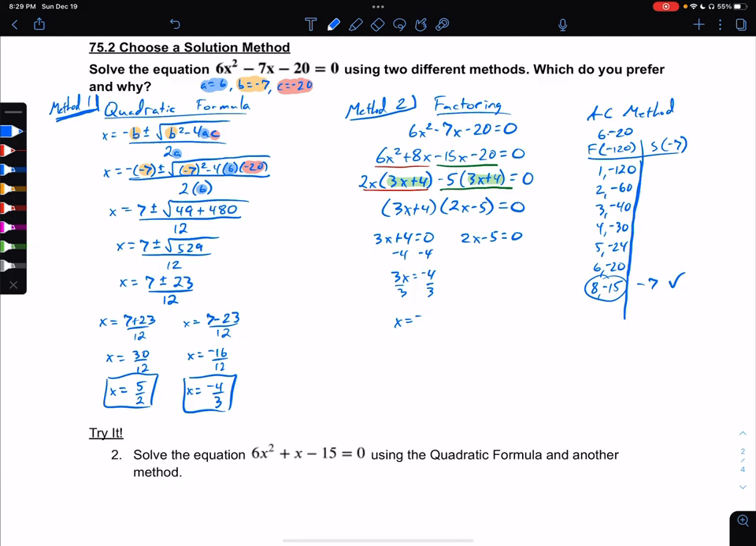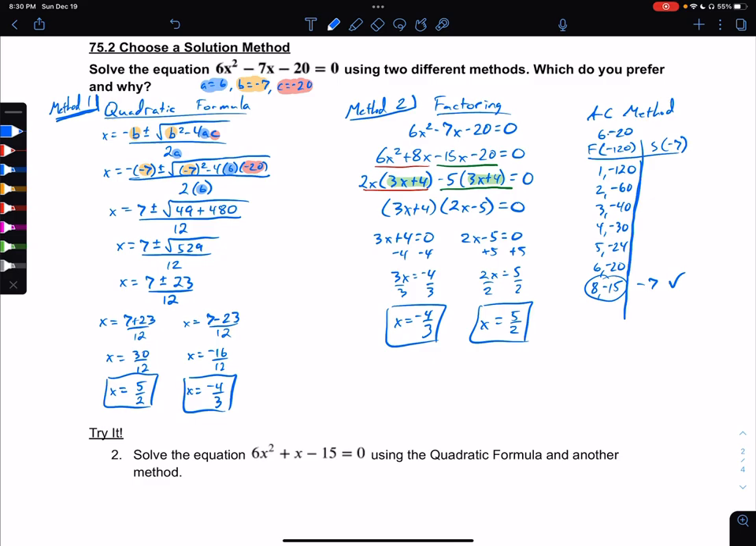So x is equal to negative 4 over 3, which is what I got using the quadratic formula. And my second solution, I got x is equal to 5/2, which I also got using the quadratic formula. So for this specific problem, method 1, quadratic formula, is probably way better. Method 2, factoring, does work, but we did not know that going in.